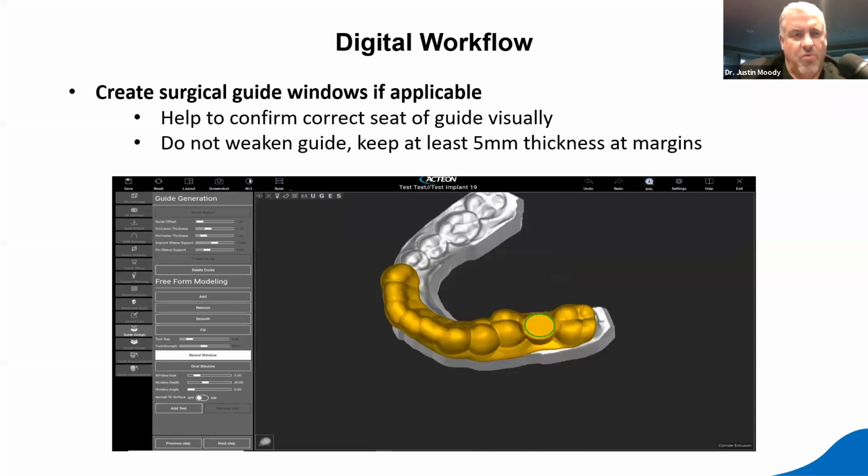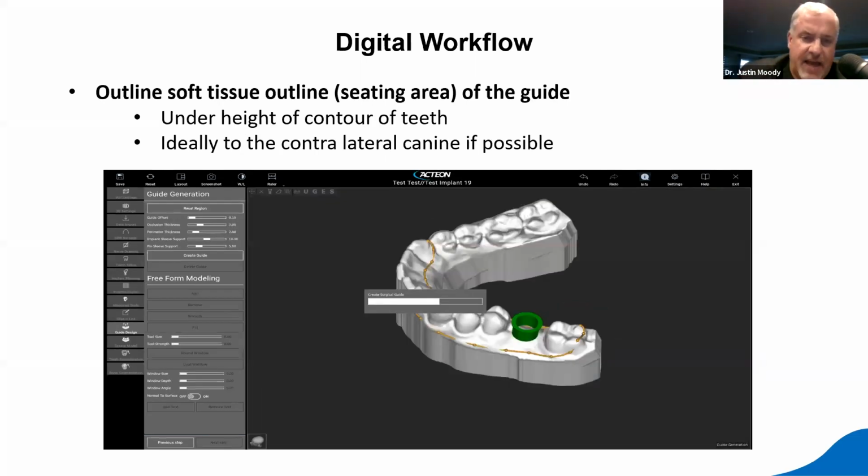The same digital workflow. Now you look at the next box. Now we're down into the guide design. Let me back up one. You'll see that kind of roped line that goes around this. You set each one of those points, and that's going to be the edge of your guide.